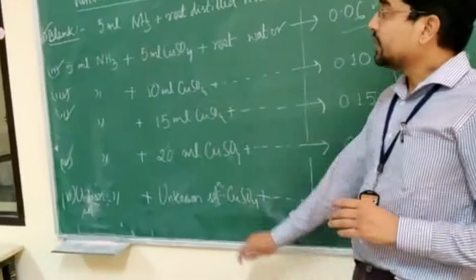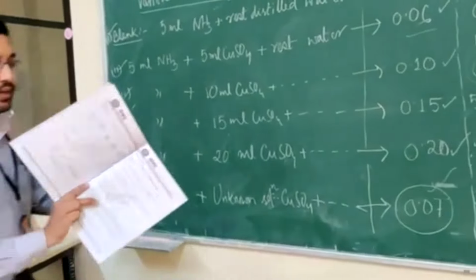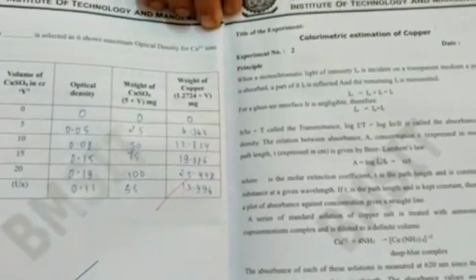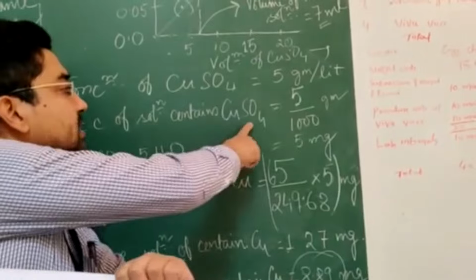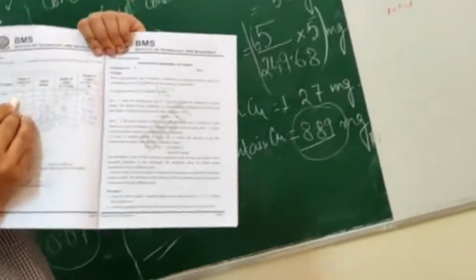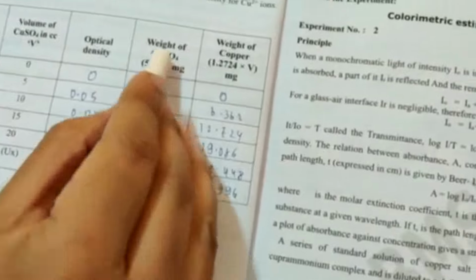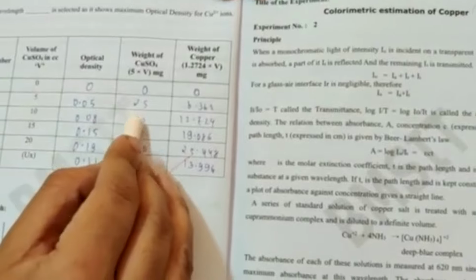And another thing, in the tabular column, you can see that it is asked what is the weight of copper sulfate. What is the weight of copper sulfate? So as I said, 1 cc solution of copper sulfate contains 5 milligram of copper sulfate. So what is the volume here? The volume is 5. So 5 cc will contain how much? 5 multiplied by 5, 25. So 10 cc will contain copper sulfate, 5 multiplied by 10, so 50.